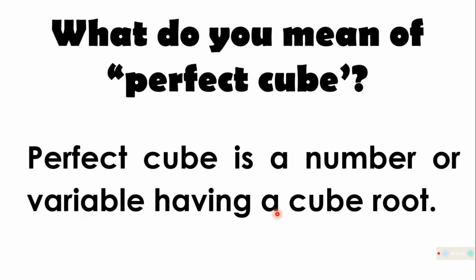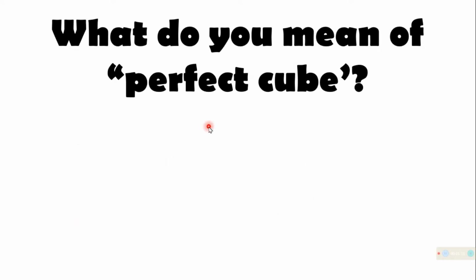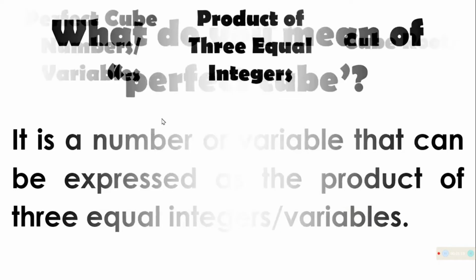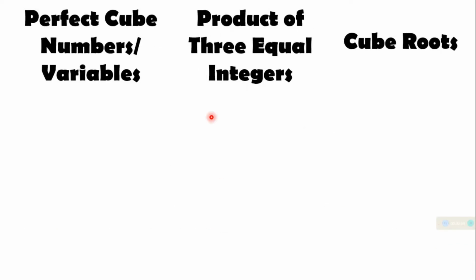Cube root naman ang kailangan natin ngayon. So, it is a number or variable that can be expressed as the product of three equal integers or variables. Ngayon, tingnan natin kung ano nga ba yung mga numbers that are perfect cube or variables that are perfect cube and also their cube roots. Okay, the first one is 1. We all know that the cube root of 1 is also 1 because 1 times 1 times 1 is equals to 1.